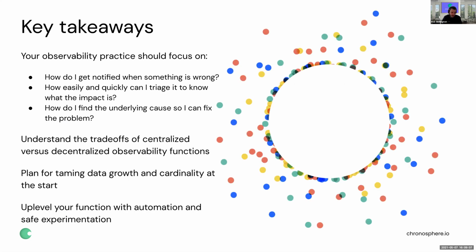So that's everything. The key takeaways: how do you practice observability? Think through that. What does your knowledge of your system look like? How do you deliver that knowledge to end users and developers? How quickly can they triage? How effectively can they triage? And how can they understand the root cause of a problem and answer deep questions? And then, of course, we talked through centralized versus decentralized teams, taming data growth and cardinality, and up-leveling your observability function. So we went through a lot today.